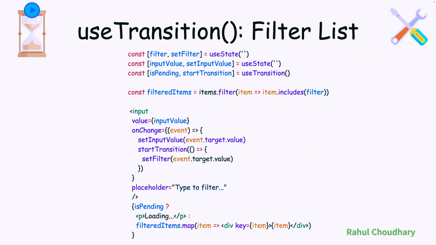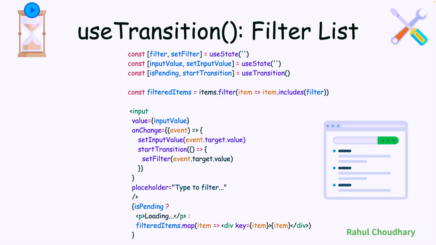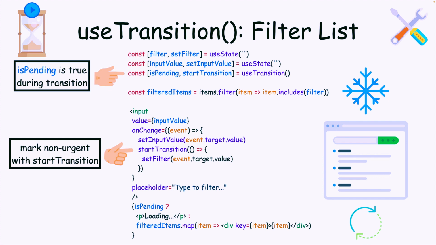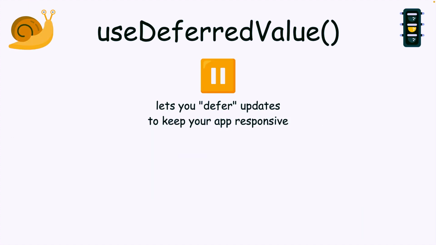A great use case for UseTransition is filtering a list based on user input. Typing into the input might cause the UI to freeze or be sluggish, because the app is trying to re-render the list after each keystroke. We can mark the filter state update as non-urgent with the start transition function from useTransition. UseTransition also gives us an isPending Boolean value to tell us when the transition is pending, allowing us to show a loading state to the user until the state update finishes.